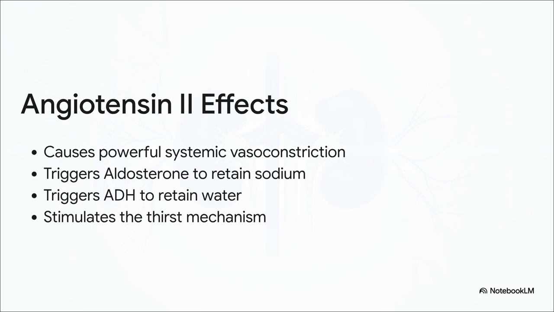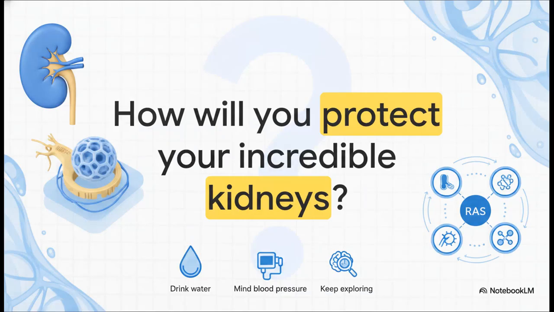Third, it triggers ADH, which actually inserts special water channels into the collecting ducts, actively pulling water out of the urine and back into the blood to save fluid. And lastly, it cranks up the thirst mechanism in your brain so you drink more. Together, these effects successfully bump up your blood volume and raise your blood pressure back into the safe zone, restoring your homeostasis.